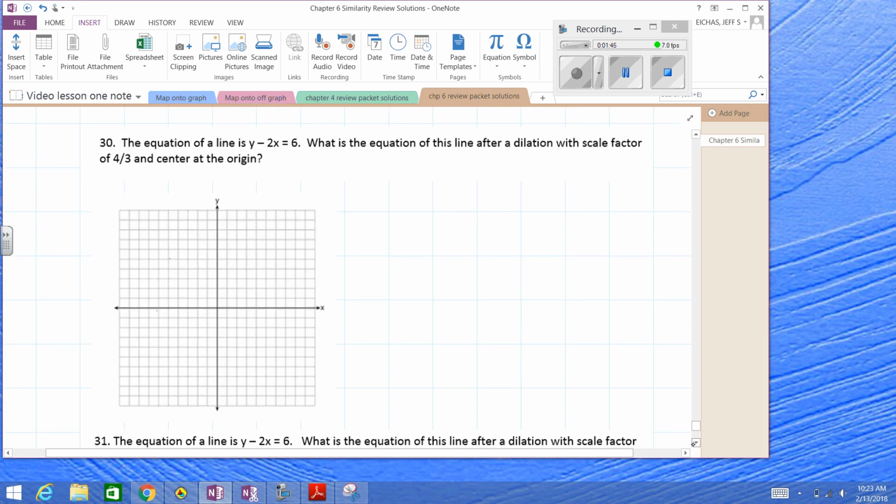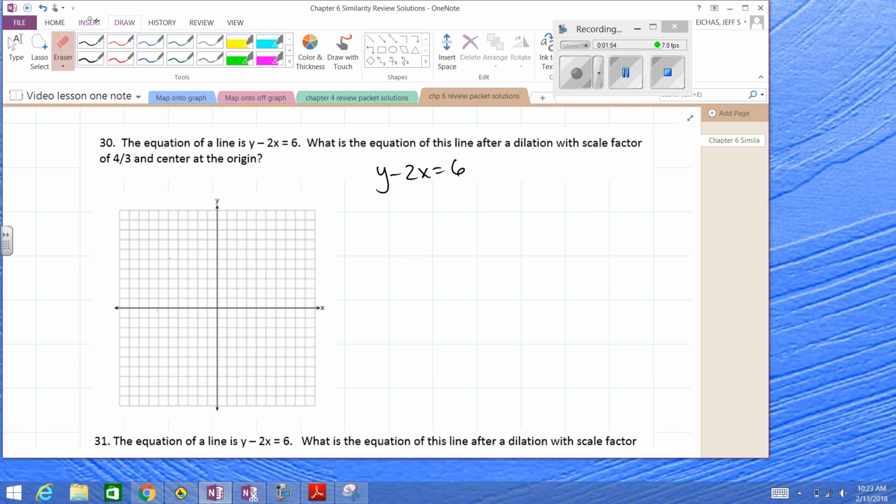Next, the equation of a line. All right, first thing I'll do with this is get it in mx plus b form. So let's add 2x to both sides. So we get y equals 2x plus 6, y-intercept of 6. 2x means we're going to go up 2, right 1, up 2, right 1, down 2, left 1. Now, we want to center this dilation at the origin. If I have a straight edge, I draw that.